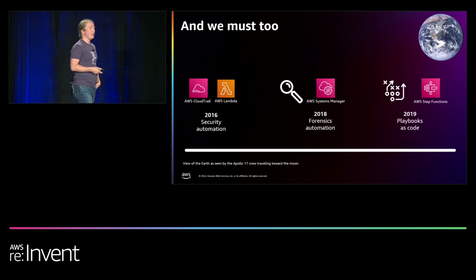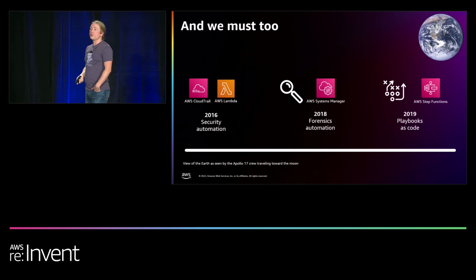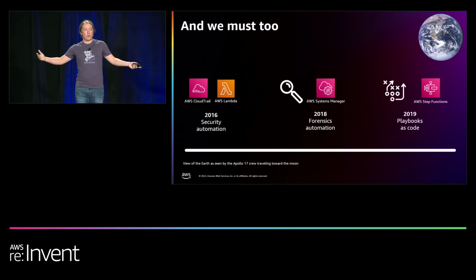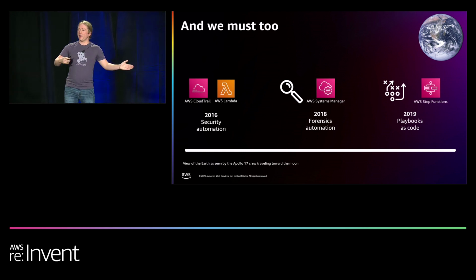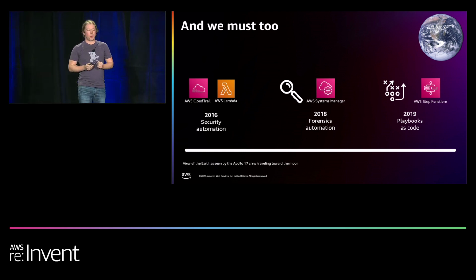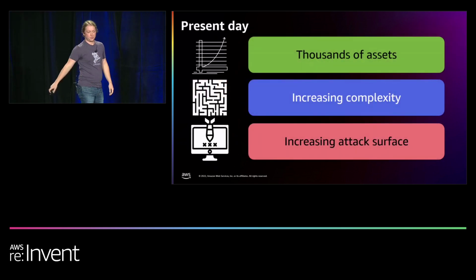In 2016, the hot topic was security automation, what we're all calling security orchestration and response today. In 2018, we were talking about things like forensics automation, and then in 2019, we started to really think about how we stitch this all together as this thing that we used to call runbooks and playbooks as code, right? So just keep that in mind as we think about how we're bringing it all together so that we don't have to really think about each of these categories.